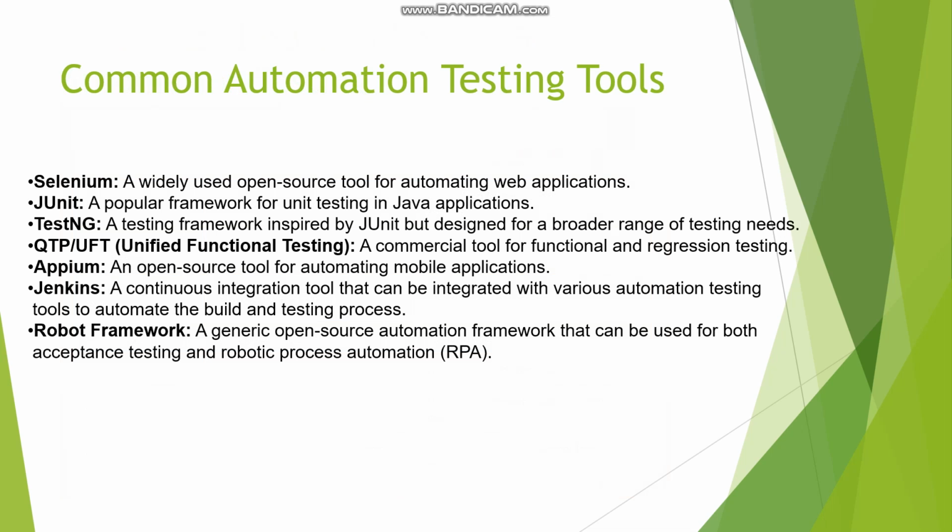QTP UFT is a commercial tool for functional and regression testing. Appium is an open source tool for automating mobile applications. Jenkins, then Robot Framework. These are the common automation testing tools.